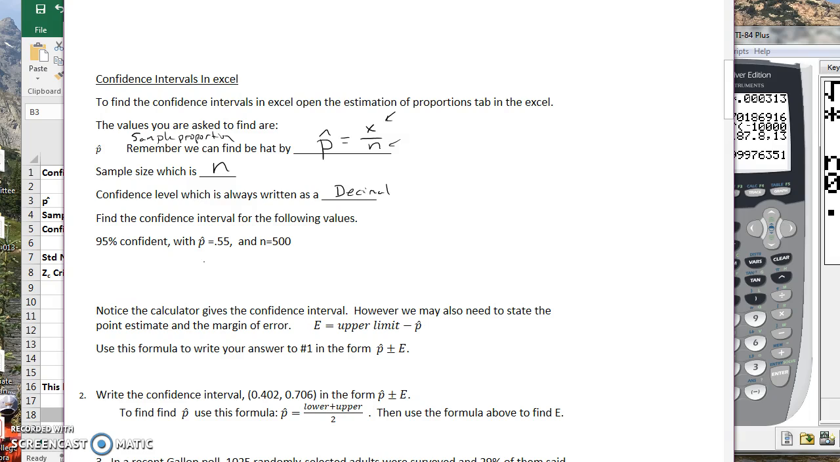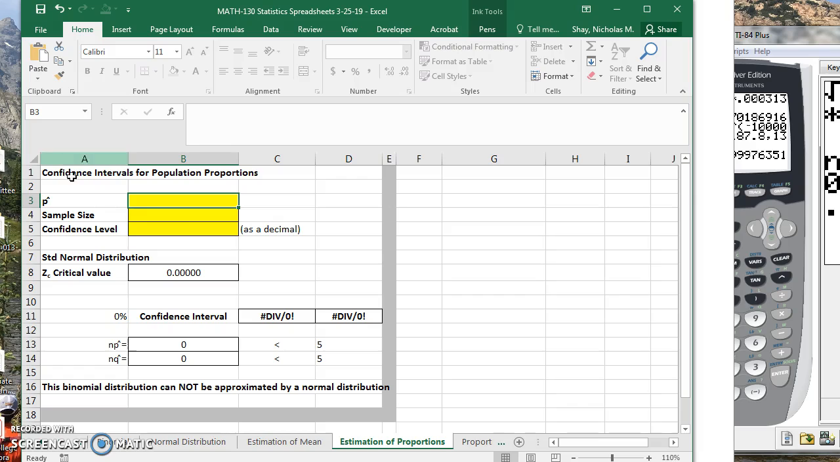It says find the confidence interval for the following values: 95% confident with a p-hat of 0.55 and an n of 500. So we know this is our sample size, and this is our p-hat value right here. And then we just need to make sure we write that confidence level as 0.95. So when we go take a look, we're going to plug those values in. Our p-hat was 0.55, our sample size was 500, and our confidence level was 0.95. And it spits out our confidence interval of 0.5064 and 0.5936.